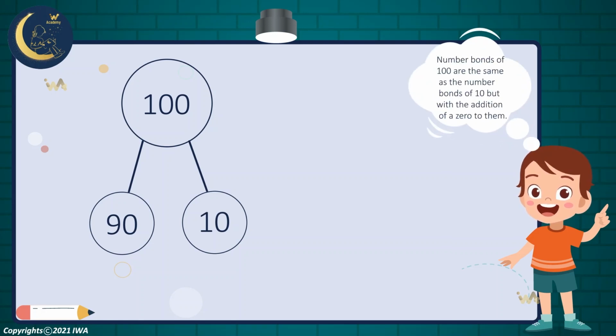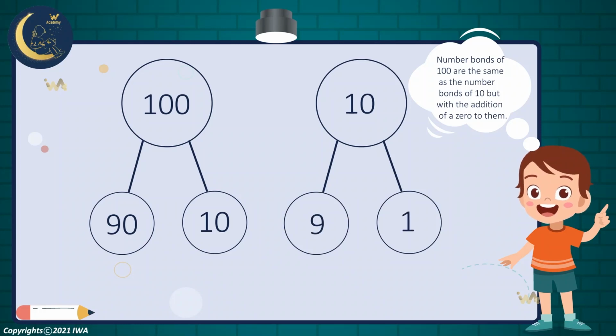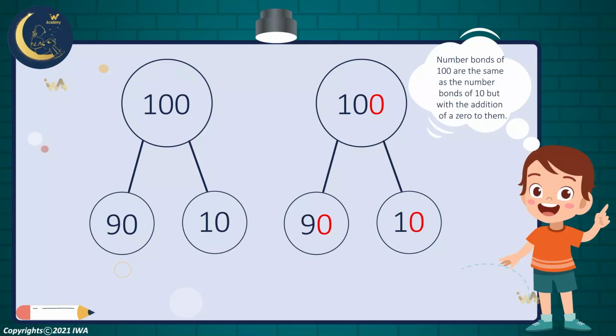Notice, friends, that number bonds of 100 are the same as those of 10, except we add a 0 to them. This means that if we take the number bonds of 10, which are 9 and 1, and we add a 0 here and there, we get the number bonds of 100. The addition sentence here is 90 plus 10 equals 100.